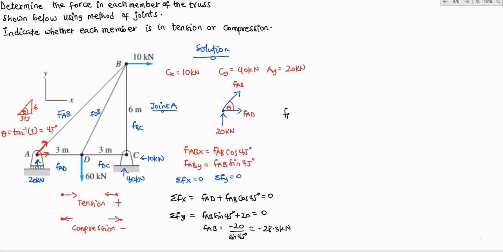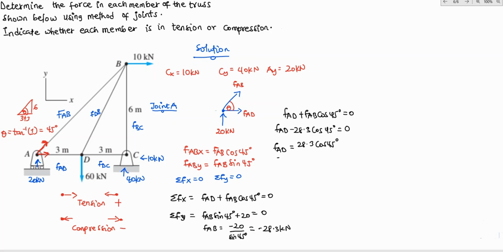So I'm going to have FAD plus FAB cosine of 45 degrees equal to 0. We know FAB, so we're going to have FAD minus 28.3 cosine of 45 degrees. My answers are to one decimal place, so we might not really get the same answers, just a difference of the decimal points. So we're going to have FAD equal to 28.3 cosine of what? 45 degrees.